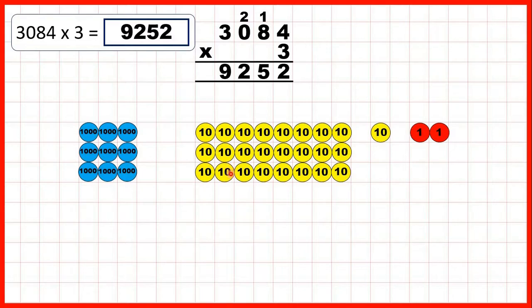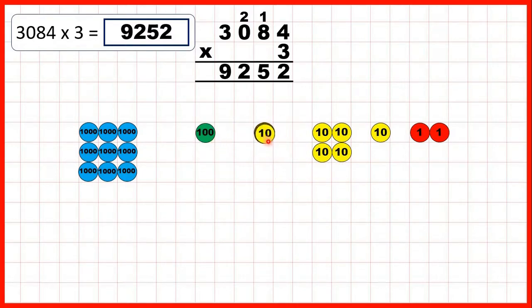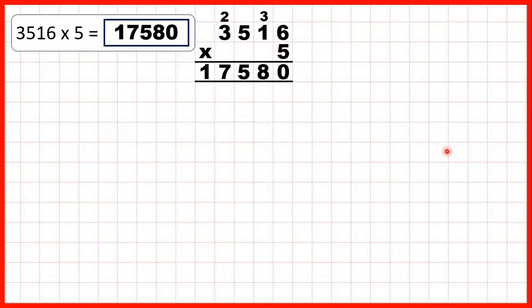But now we have 25 tens. We can make 2 hundreds and 5 tens left over, and that's why we write the 2 above our hundreds column and the 5 in our tens answer line, because we now have just 5 tens. So our answer is 9,252, so that's 9 thousands, 2 hundreds, 5 tens, and 2 ones.